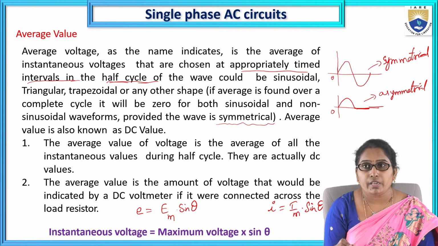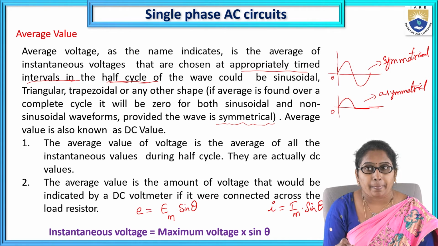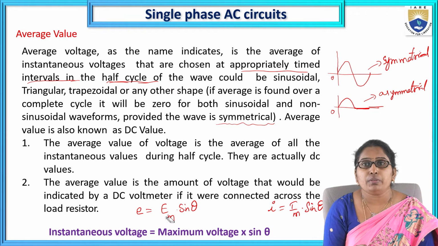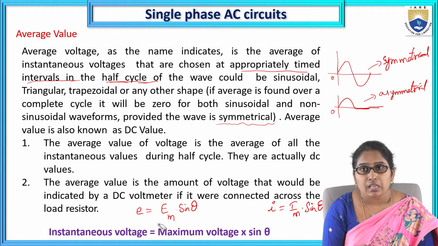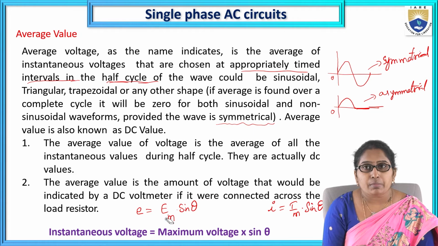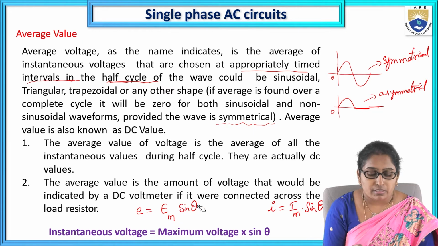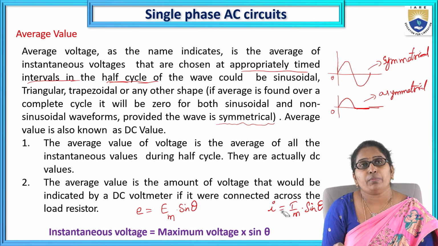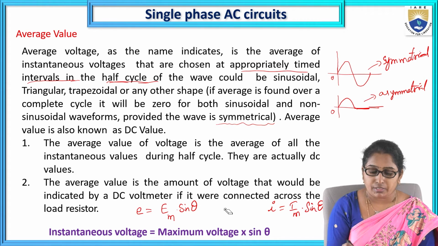That is how an AC signal is represented. Here Em is the maximum value, if it is a voltage signal, and sine theta is the angle of the sine. And if it is a current signal, small i is equal to the maximum value of current Im into sine theta.